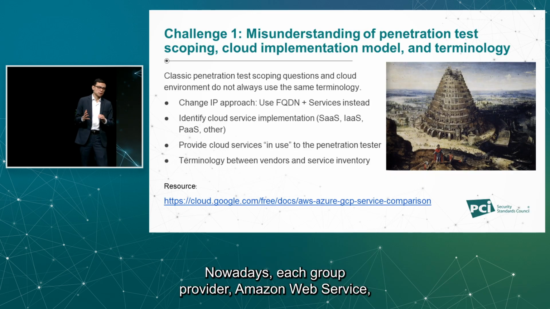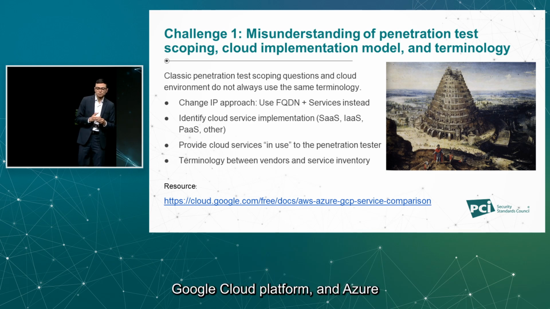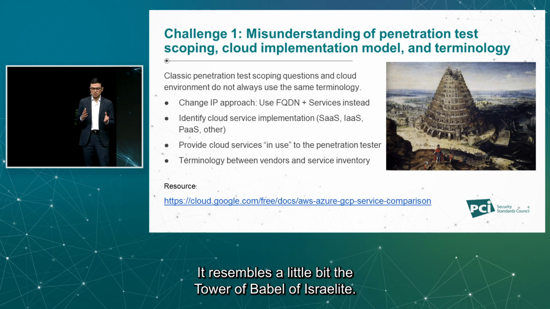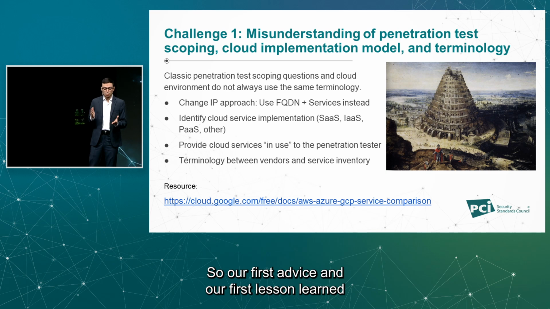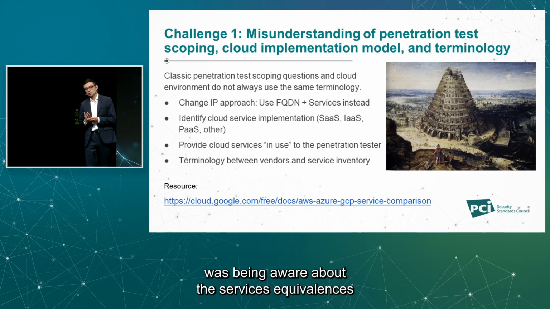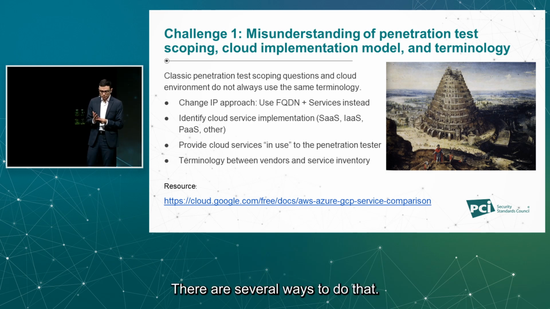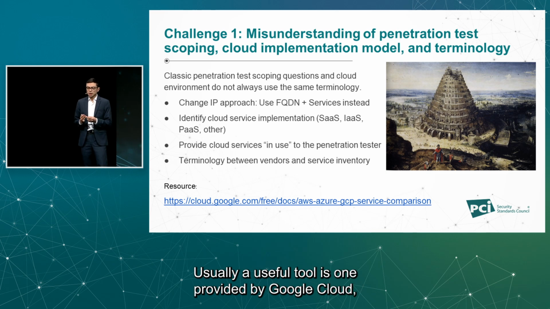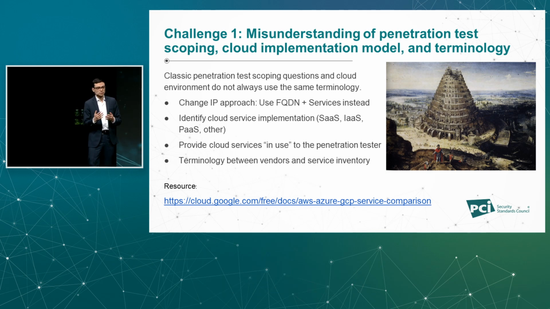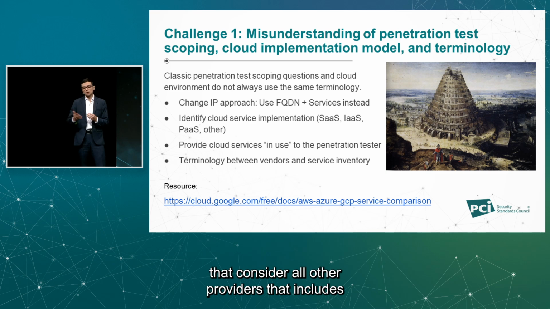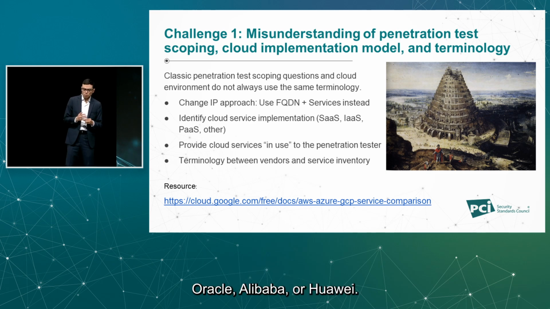Nowadays, each cloud provider, Amazon Web Services, Google Cloud Platform, and Azure, offers hundreds of services, and each of those services is named with its own marketing terminology. It resembles a little bit the Tower of Babel, doesn't it? So our first advice and our first lesson learned was being aware of the service equivalences between those providers. There are several ways to do that. Usually, a useful tool is one provided by Google Cloud that compares the big players. However, there are other public sources that consider all other players, which include Oracle, Alibaba, or Huawei.